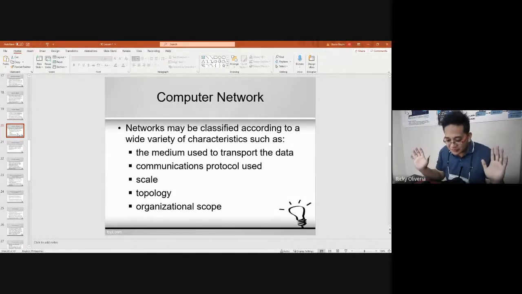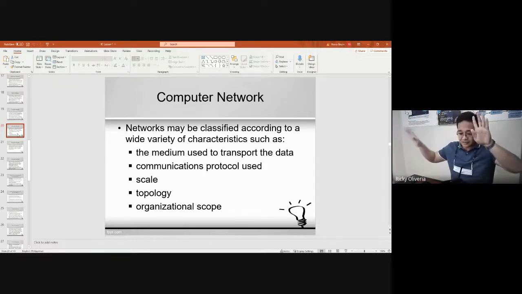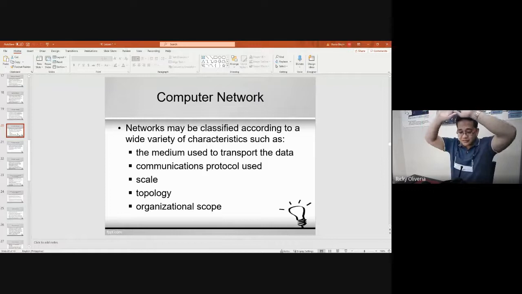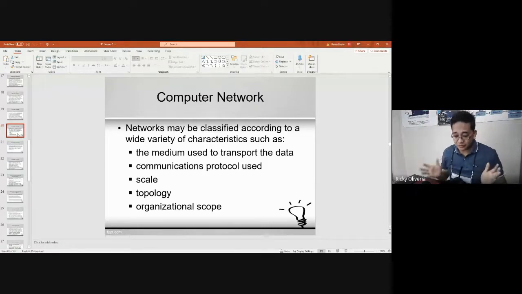Topology. Pag sinabi natin topology, do you have any idea ano yung ibig sabihin ng topology? Any volunteer who would explain topology? Pag sinabi natin network topology, what does it mean? Okay. Pag sinabi natin topology, ibig sabihin yung structure. Halimbawa, si PC1, kanino ba siya connected? Kaninong router sila connected dalawa? Yung ganon. Those are topology.